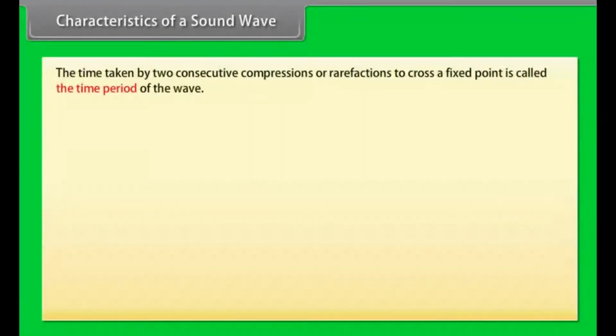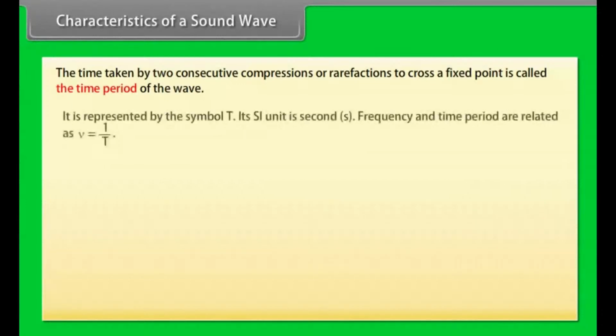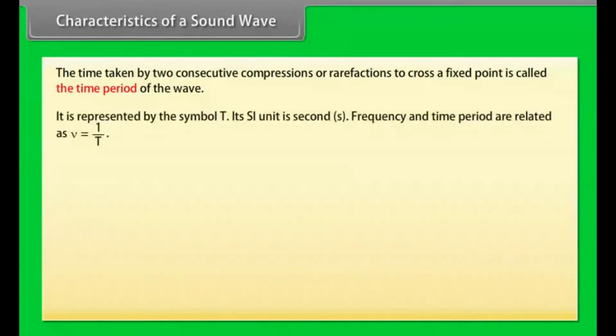The time taken by two consecutive compressions or rarefactions to cross a fixed point is called the time period of the wave. It is represented by the symbol T. Its SI unit is second. Frequency and time period are related as nu equals 1 upon T.